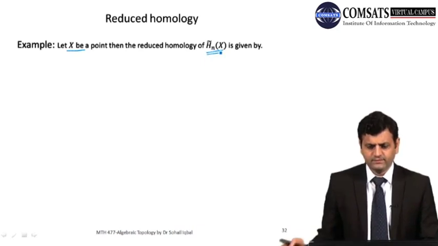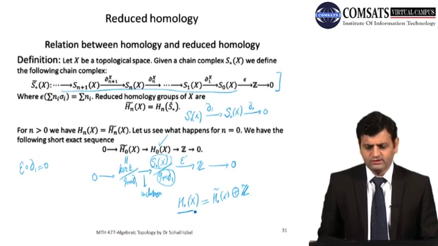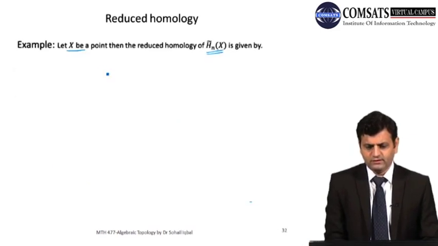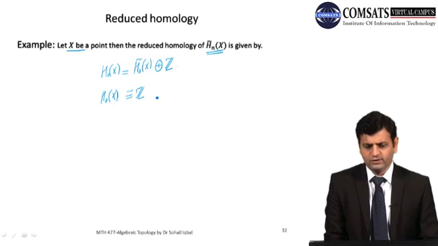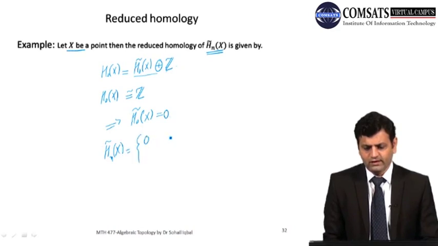So this homology must be equal to the reduced homology direct sum with Z. And we also know that H naught of X, if X is a point, is equal to Z, and the rest of the homology groups are 0 for the point. And since they are equal, we can say that H naught of X tilde, the reduced homology of the point, is 0. So we can say that H tilde n of X is 0 for all n.